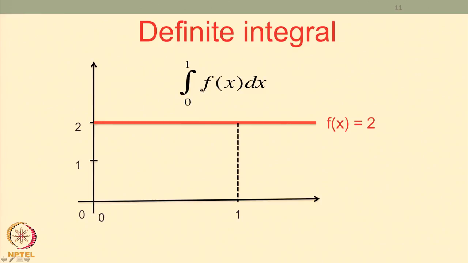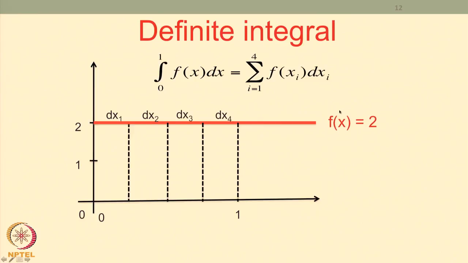Let us take another example, f of x dx, whatever the function. If I want to integrate from 0 to 1, this is nothing but finding the area from 0 to 1. And if I take f of x as 2, this definite integral can be written as a sum of f of xi times dxi, where f of xi is the height at some location i.